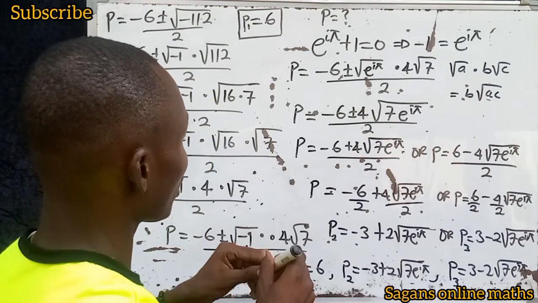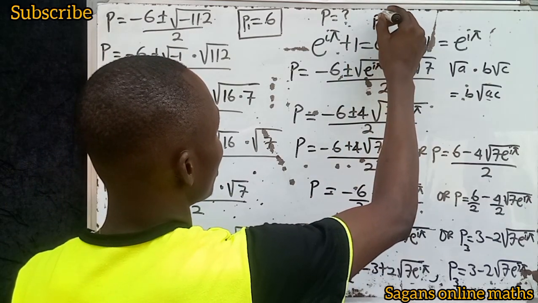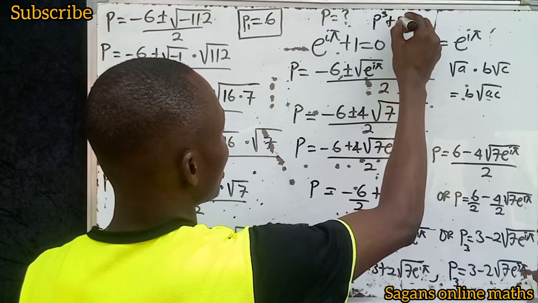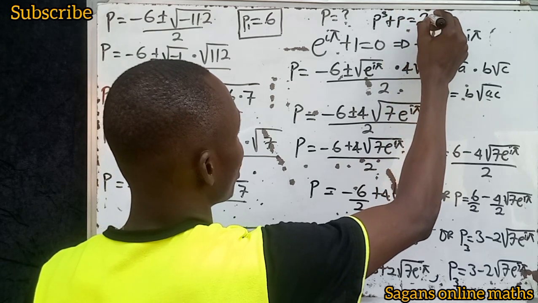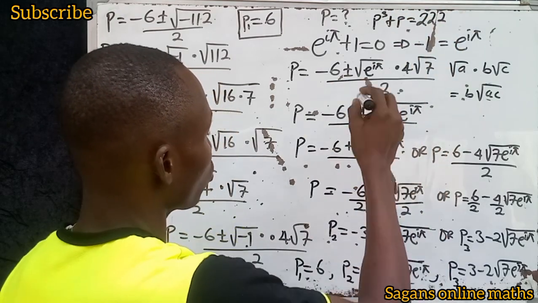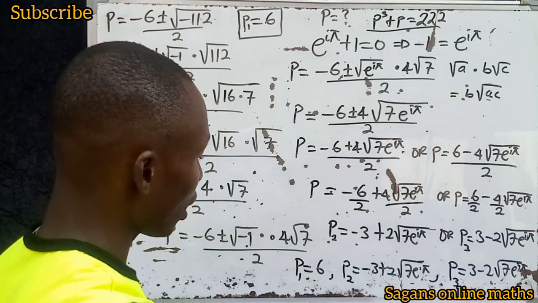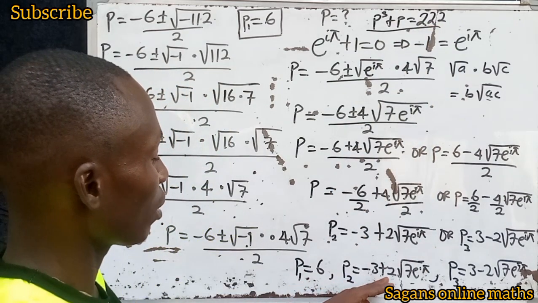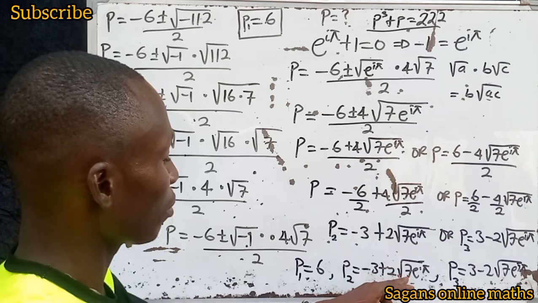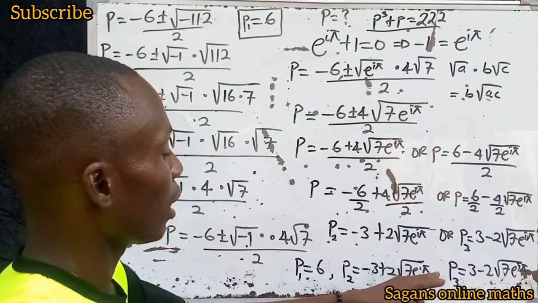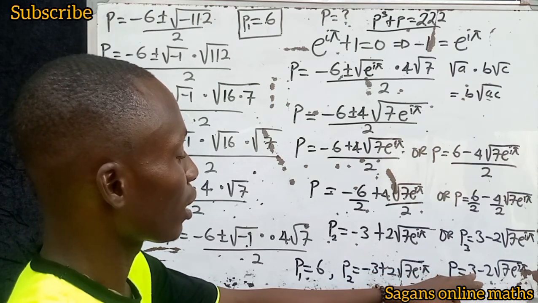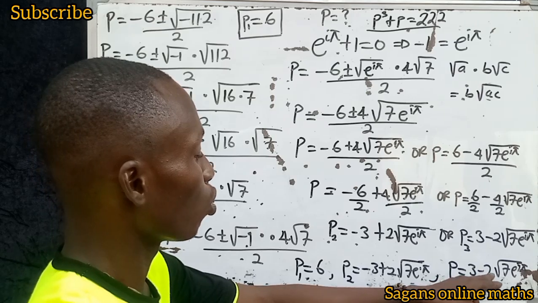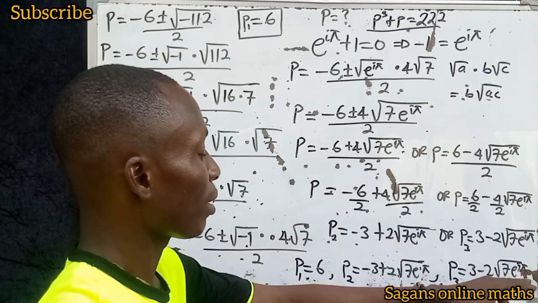Because look at the question. The question was p to the power of 3 plus p equals 222. This was the question. Now we obtain that p is equal to 6, p is equal to minus 3 plus 2 root 7 multiplied by e to the power of i pi, and p is equal to minus 3 minus 2 root 7 multiplied by e to the power of i pi.